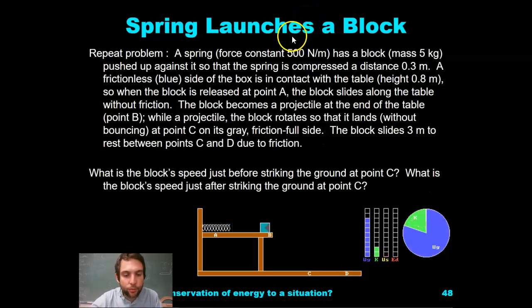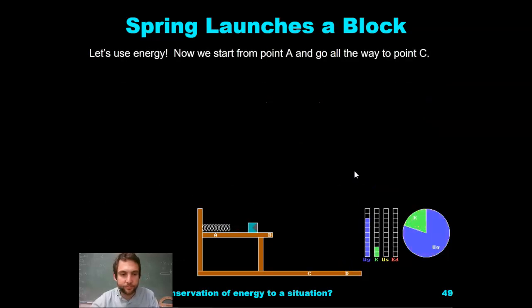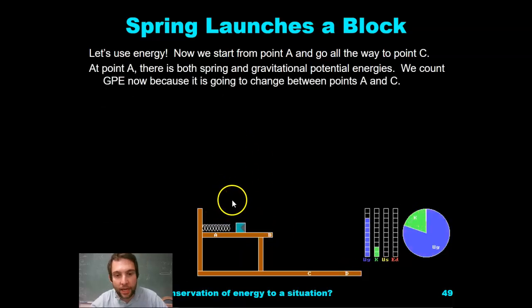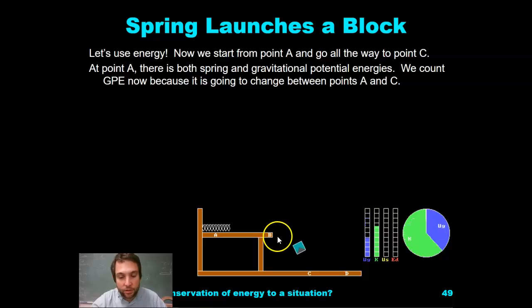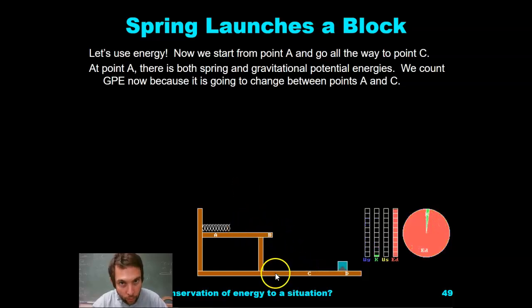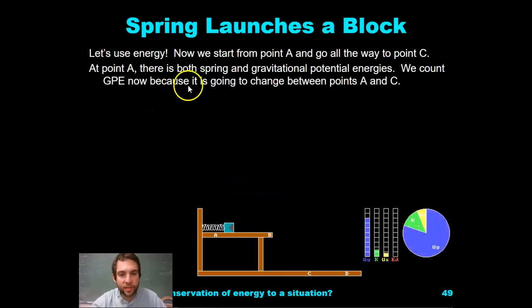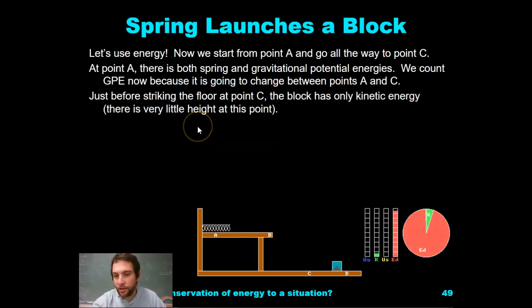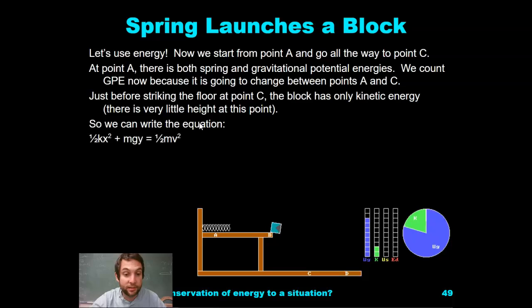Same problem. Next, what's the block speed just before hitting the ground at point C? What is the block speed just after hitting the ground at point C? Let's use energy. So we're going from point A all the way to C. We don't care about B. That's okay. At point A, there's spring and gravitational potential energies. So we've taken that y equals 0 and moved it down to the floor. We count gravitational potential energy now because it's going to change between A and C. Just before hitting the floor, the block has only kinetic energy. Very, very little height at this point, so we can say 0 height just before it hits the ground.